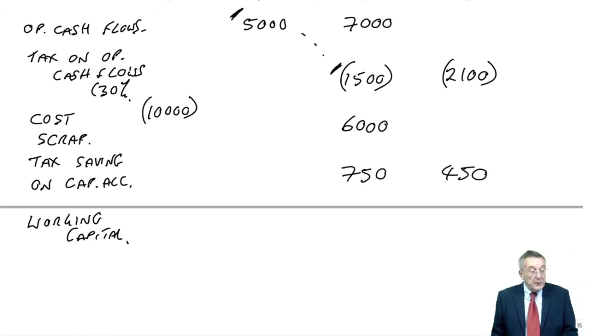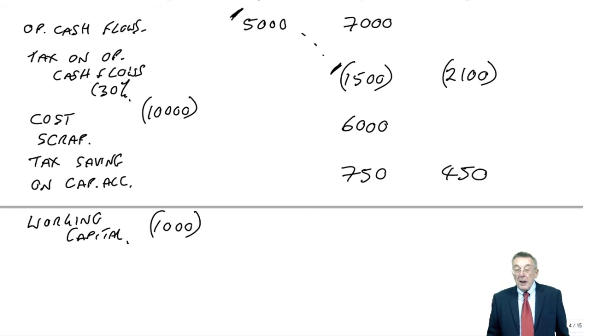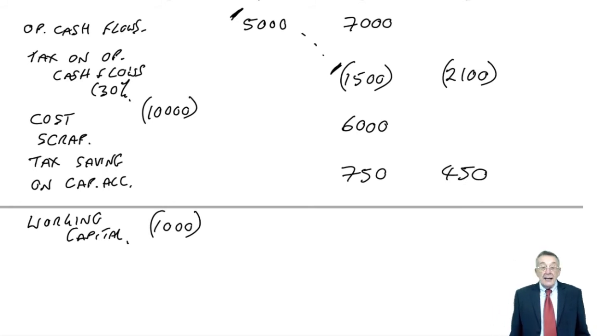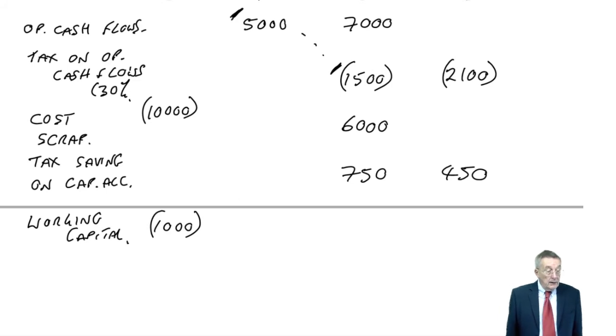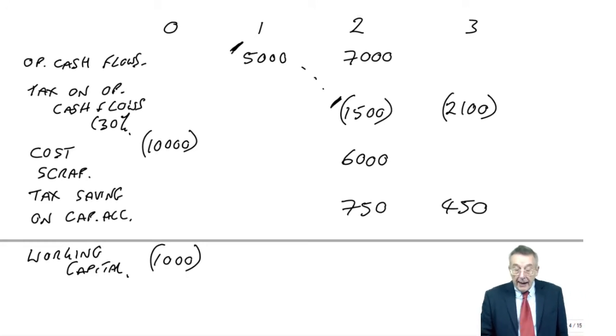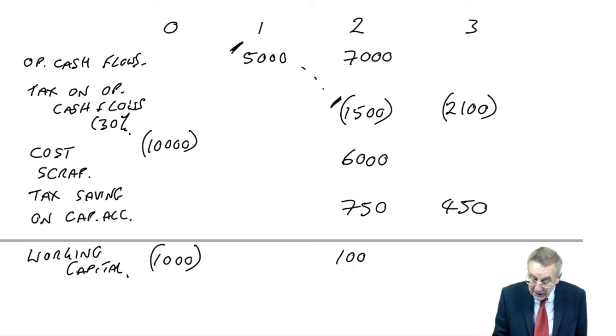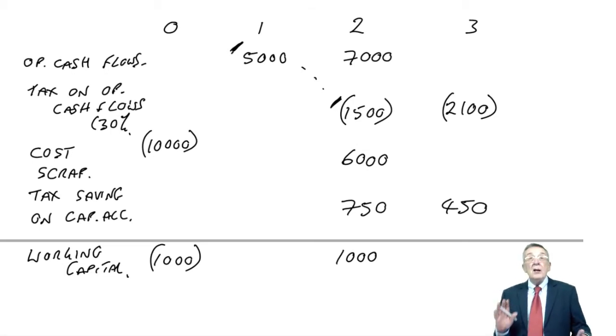And what does it say? It says we need 1,000 at the start, so times 0. And I did say earlier in the previous exercise that we assume always, unless you're told different, that the working capital you get back at the end of the project. So an outflow times 0, it lasts 2 years. An inflow of 1,000, 2 years' time. But always leave that till the end. Working capital has no tax effect.